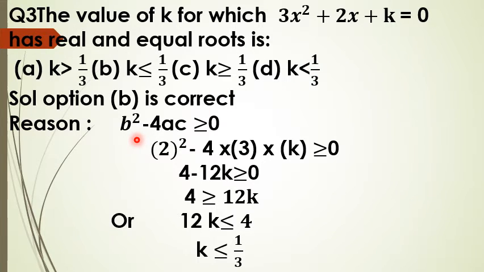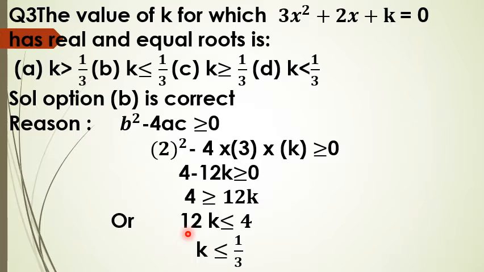Here in the question it is given that the equation has real and equal roots. We know that when the given quadratic equation has real and equal roots, in that case our discriminant is greater than equal to 0. So we write b square minus 4ac greater than equal to 0. It's a good question and it is an important question. So I am putting all the values of b, a, c in that equation. Here we get 4 minus 12k greater than equal to 0.